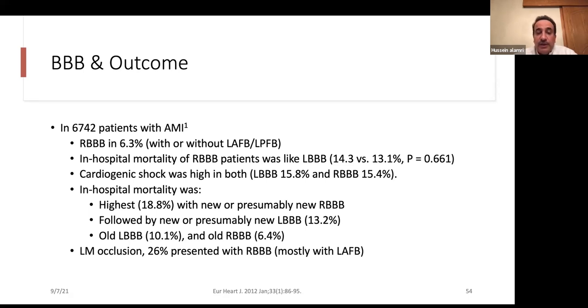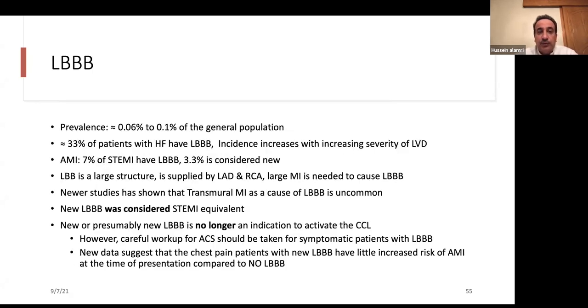And even the presence of old left bundle or old right bundle is also associated with higher in-hospital mortality. If you look at a new right bundle branch block, especially when there is left anterior fascicular block, it indicates left main occlusion in around 25% of patients who present with massive anterior wall MI or cardiogenic shock or even cardiac arrest. So right bundle is a high risk feature, especially when it's new.